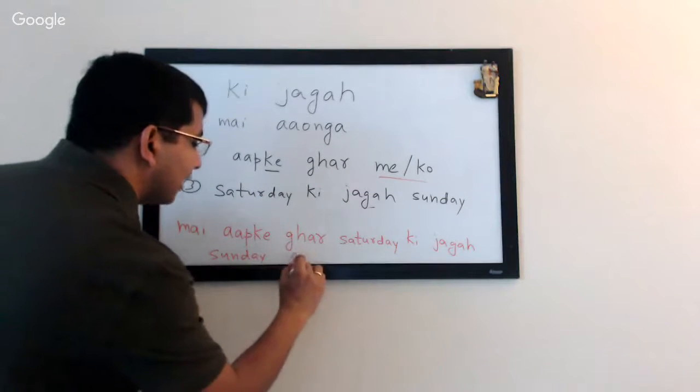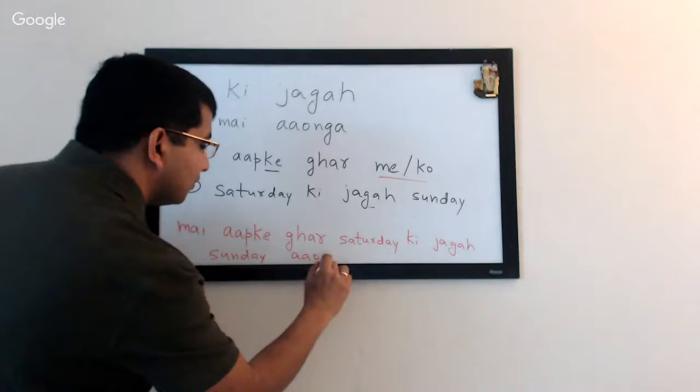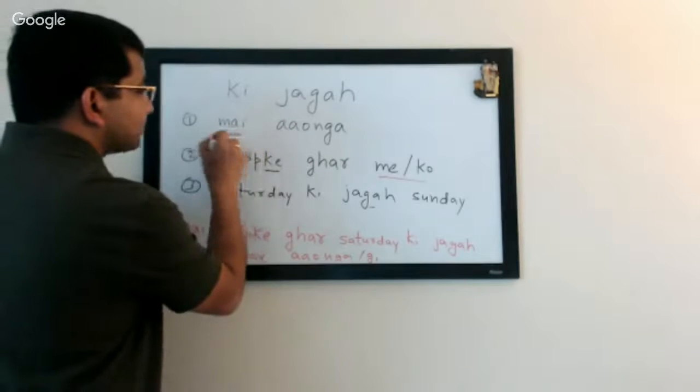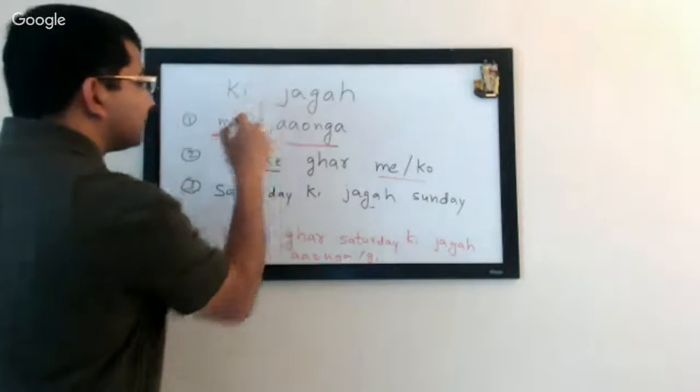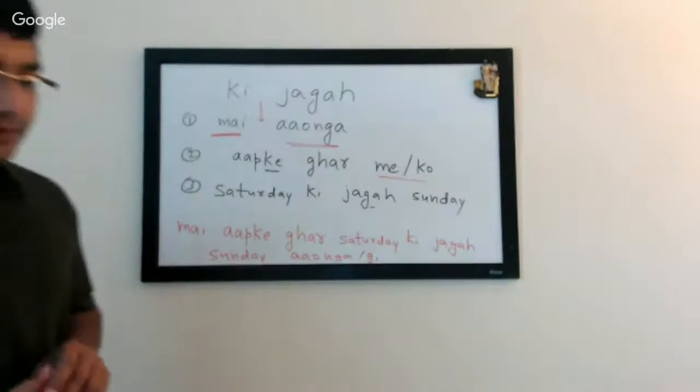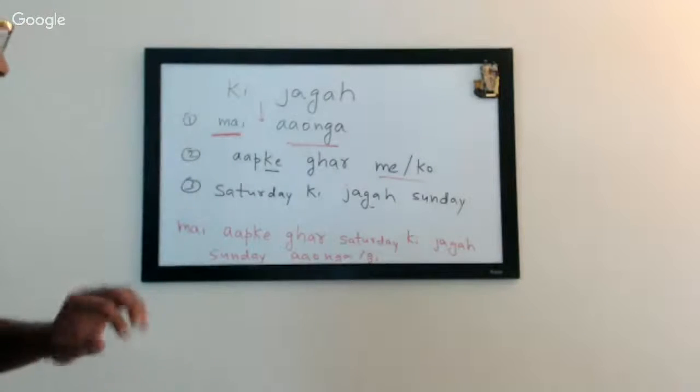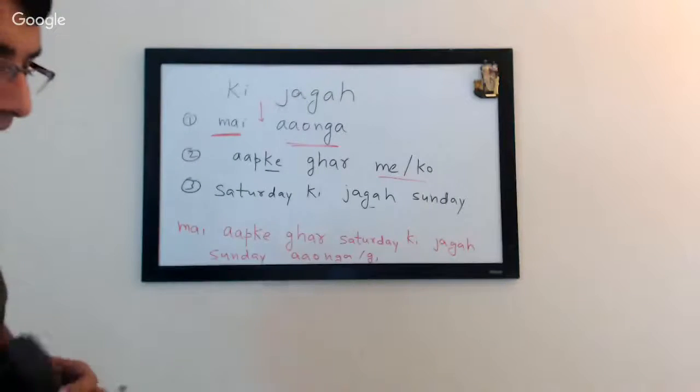Sunday आऊंगा or आऊंगी for a girl, right? So what you've done is this is your subject, this is the verb, and everything will go in between that. Okay, so we'll do more examples to make sure that you understand thoroughly.